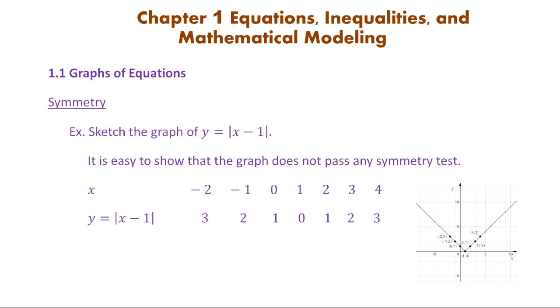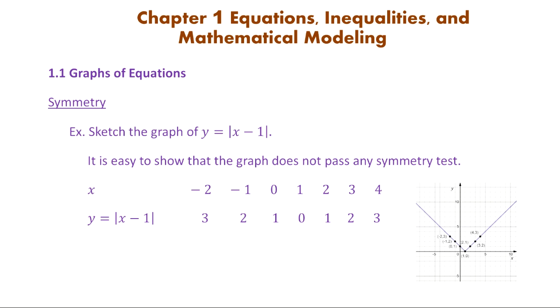Let's plot this graph by choosing 7 x values. If you choose x equal to -2 and plug it into the equation, we get y equals the absolute value of -2 minus 1. -2 minus 1 is -3. You take the absolute value, you get 3. Then you choose -1 for x and plug it in, you get -1 minus 1, which is -2. Take the absolute value of -2, you get 2.